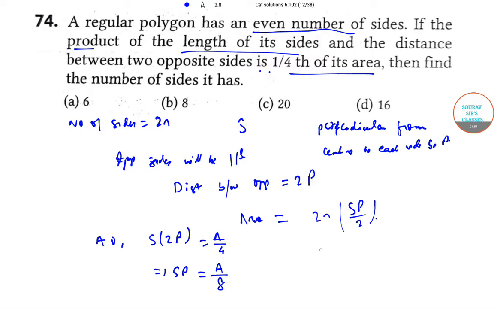Therefore, from this we get capital A is equal to n into capital A by 8, equals 1. So from here we get n is equal to 8, or 2n is equal to 16. So the number of sides is 16, that is option D.